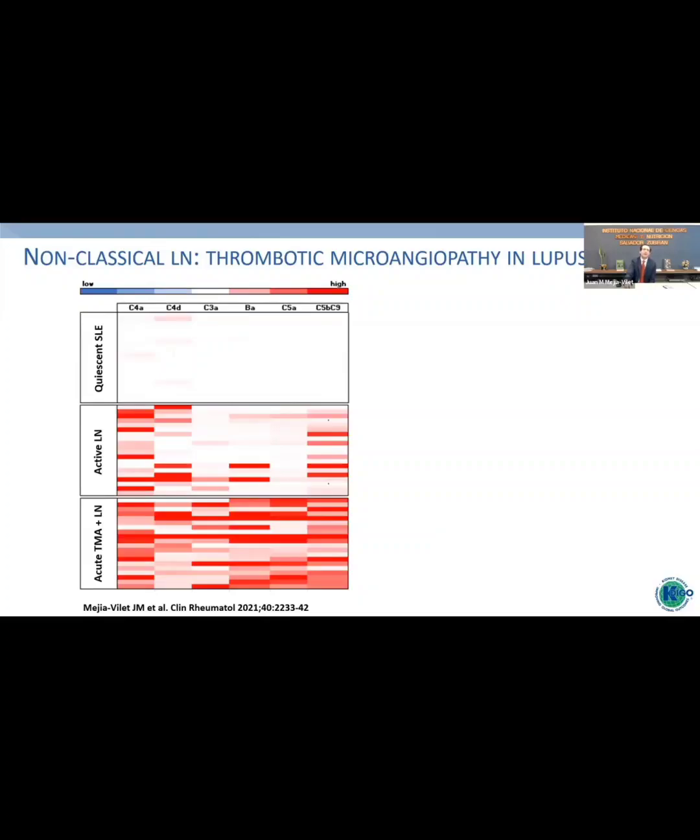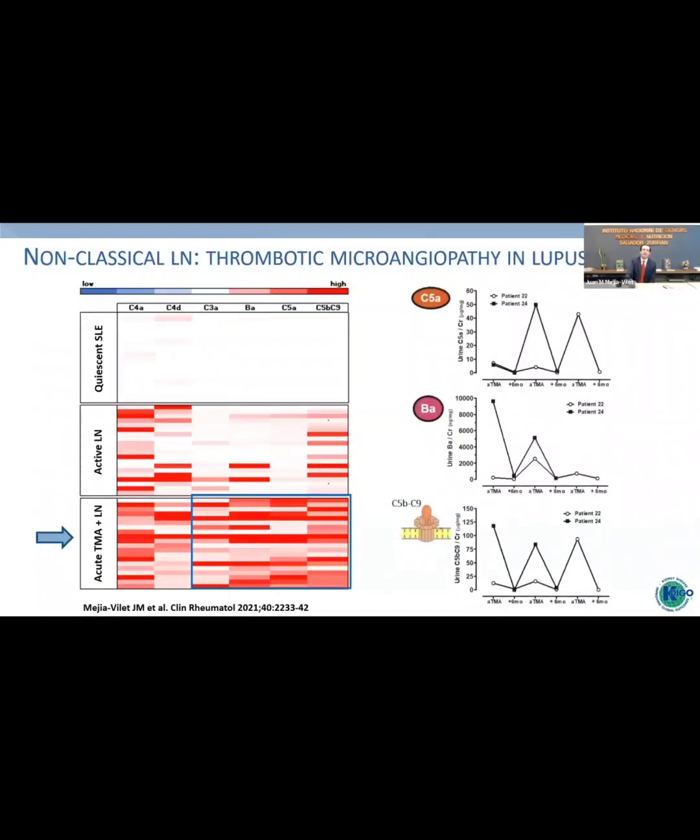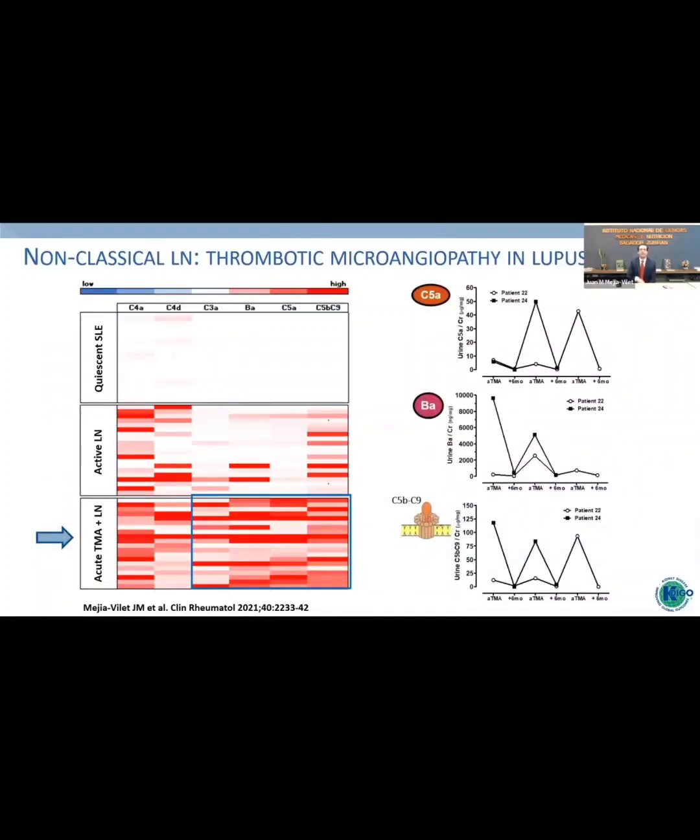This is one study from our group, and we measured complement fragments in plasma and in the urine of patients with active lupus nephritis, but also in patients with active lupus nephritis plus TMA. And as you can see at the bottom, the C3a, Ba, C5a, and the terminal membrane attack complex are elevated in serum and also urine of these patients. And we had 2 patients with recurrent episodes, and it's pretty clear how these fragments that translate activation of the alternative pathway elevate during the acute episode and then go down at remission, then go up again once there's a new acute thrombotic microangiopathy episode.